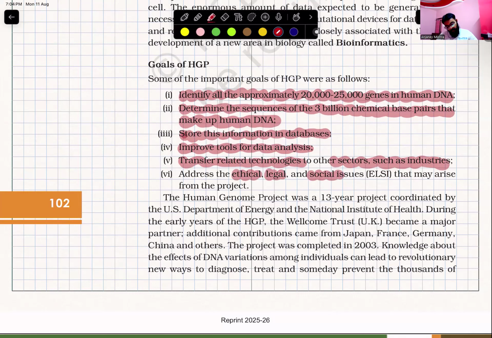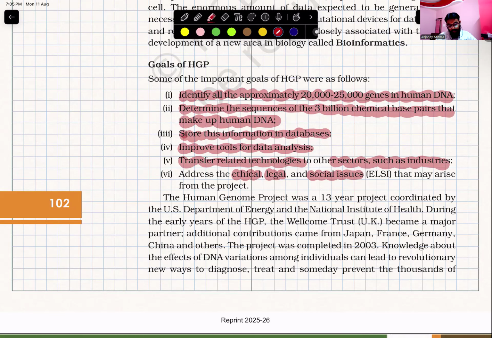What is ELSI? Ethical, legal, and social issues. When you start something, there will always be a question that, bhai, are you doing it with good intent or bad intent? What if you figure out some information and you use it to create a biological or a chemical weapon? What if we find out the sequence of certain people and we get to know a particular community, let's say the Asian community, is more prone to a chemical or more prone to a virus or a bacteria? And what if we start a biological warfare? So there is always going to be some ethical, legal, and social issues. So we have to address that as well. Is that clear?